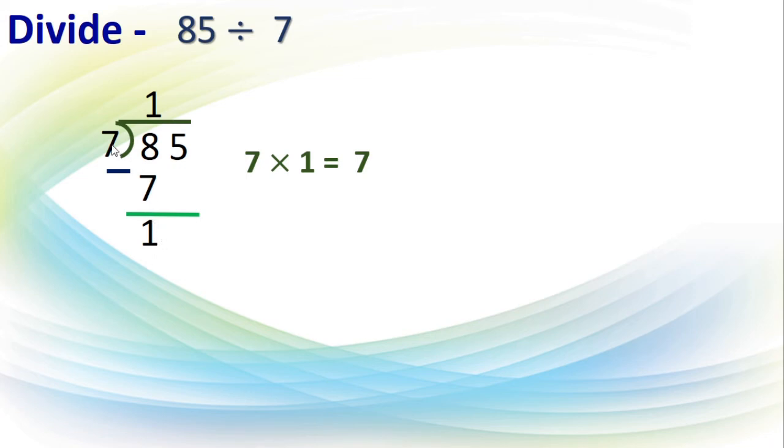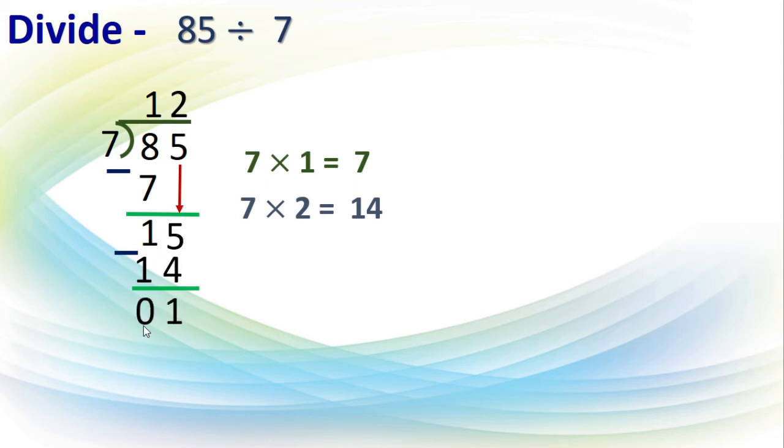Now here only 1. This is smaller than 7. So here we can take this 5 down. Now it became 15. Okay. Now we will divide 15 by 7. Okay. 7 ones are 7. 7 twos are 14. And 7 threes are 21. Isn't it? So what we will do? 7 twos are 14 we will take. Minus. Okay. 5 minus 4 is equal to 1. And here 0. Yes, dear children, you got this.